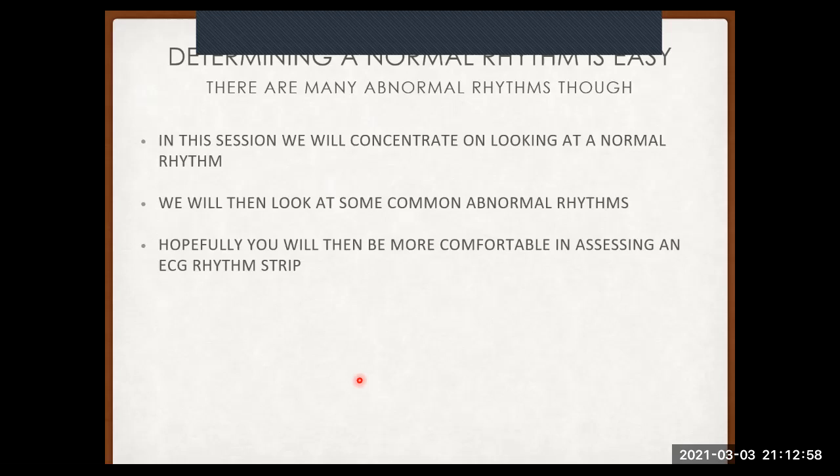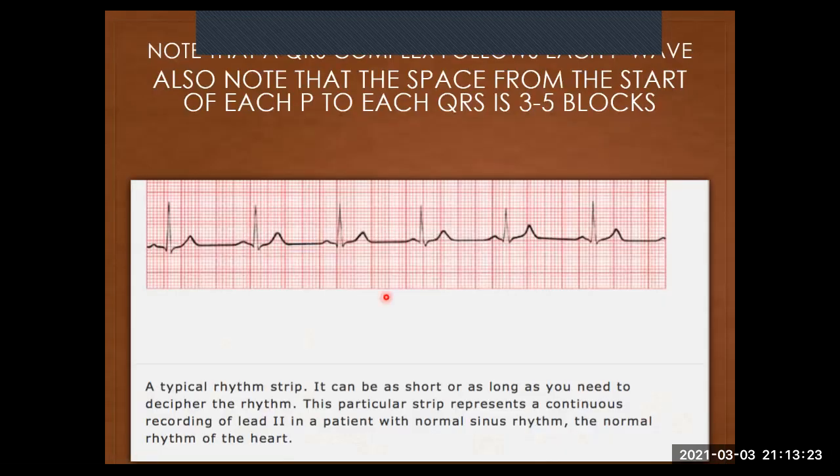Okay, so in this session, we're going to concentrate on looking at a normal rhythm. We're going to break it down. We'll then look at some of the more common abnormal rhythms, although we won't be worrying too much about diagnosis, but rather just about figuring out the abnormality. And then hopefully after that, you'll be a bit more comfortable in assessing the rhythm strip. Okay, all right, so let's go through it. Let's just have a look at this.